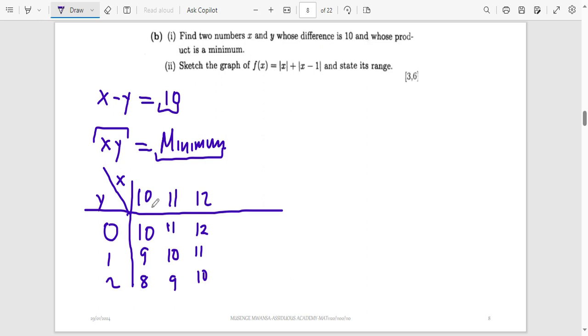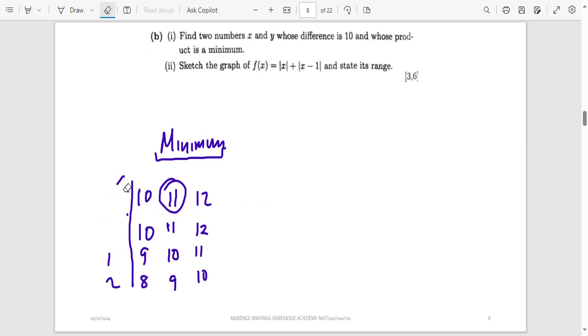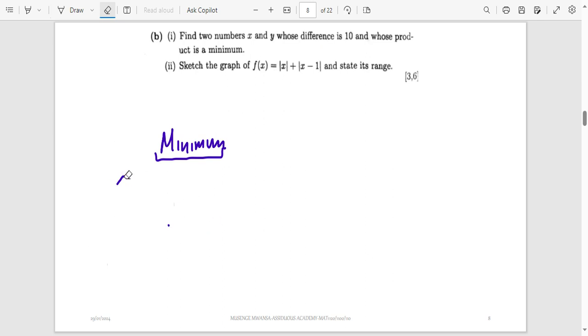Hope that makes sense, because anything else of these, of course, 11 and 1, they are giving you a 10. If you multiply them, the answer that you are going to get will not be minimum, will not be smaller than when you use 10 and 0. So there are some topics like this where you are just applying some bit of common sense. You're not finding it anywhere.